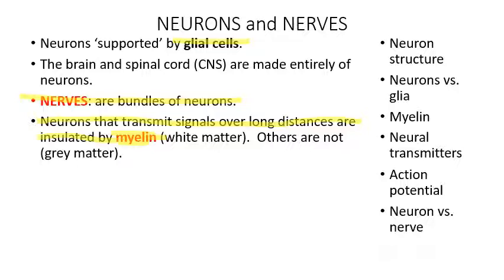Now, myelin is a lipid, and lipids are fats basically, and fatty things are kind of a yellowish white. And so neurons that are insulated by myelin have a white appearance, and we call any large gathering of myelinated neurons white matter. If the neurons are not insulated with myelin, they have a gray appearance, and we call that gray matter. So that's what we mean by gray matter versus white matter.